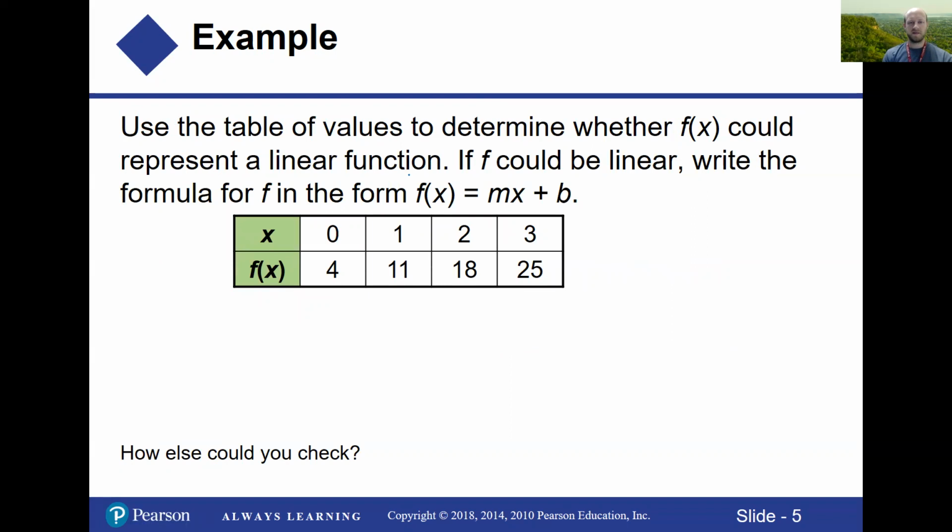All right, use the table of values to determine, so not just another example. Let's determine whether f of x could represent a linear function. So we're using a table in this case. If f could be linear, write the formula for f in the form of f of x equals mx plus b. So basically what I'm looking for here is, is there a constant rate of change? Because if there is a constant rate of change, that means that we have a linear function. It would form a line, okay?